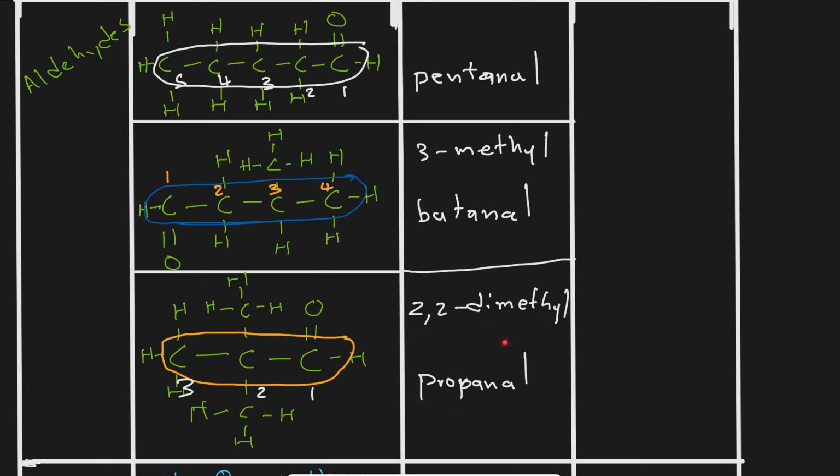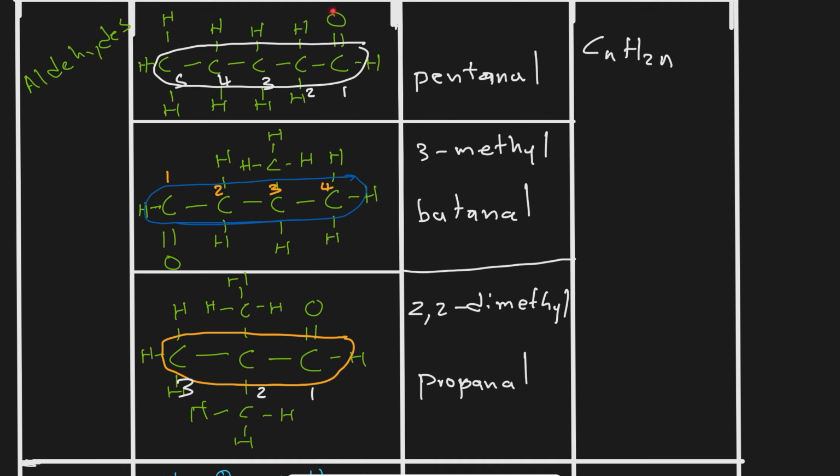Okay, so now all these aldehydes are going to be isomers, because if you look at them, they all have 5 carbons. And remember, the general formula for an aldehyde is given as CnH2nO. If you look at this oxygen here, it is replacing 2 hydrogens.